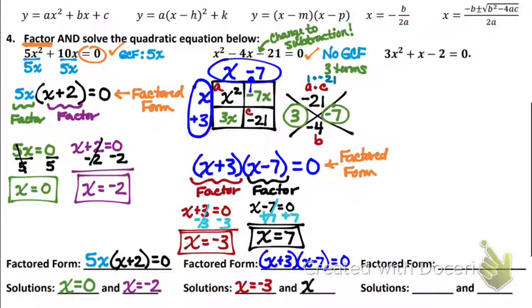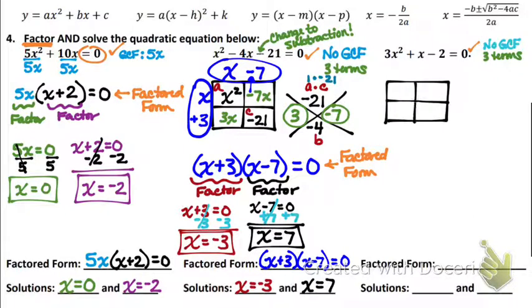All right, last one. Do we have a GCF here? Nope. It is equal to 0. There is no GCF. How many terms? 3 terms. So I'm going to do my x and my box. A goes here, so 3x squared. C goes down here, that's a negative 2.